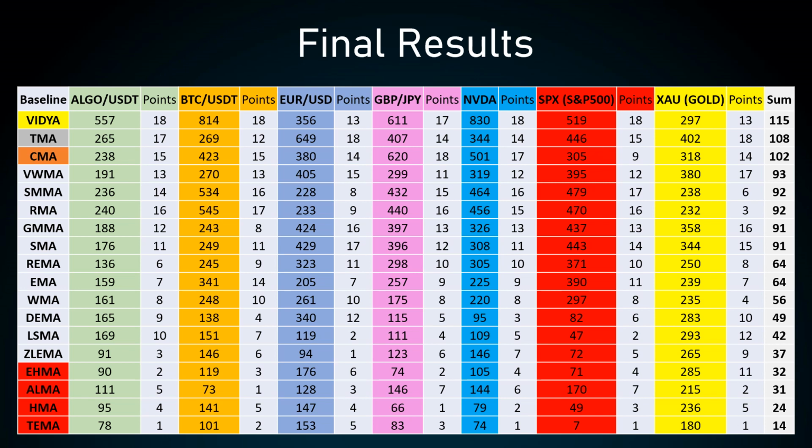The title for best baseline indicator goes to Chanda's Variable Index Dynamic Average with 115 points out of the maximum 126 points achievable. The second place winner is the Triangle Moving Average with 108 points, and the third place winner is the Corrected Moving Average with 102 points.